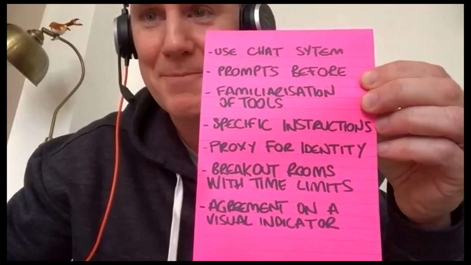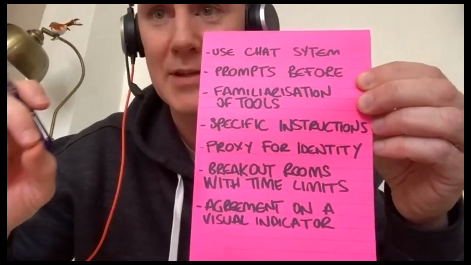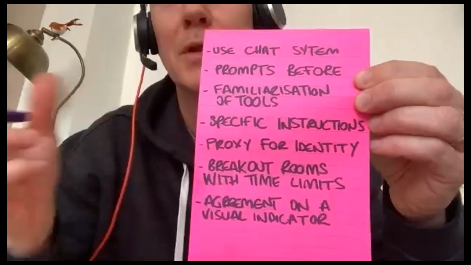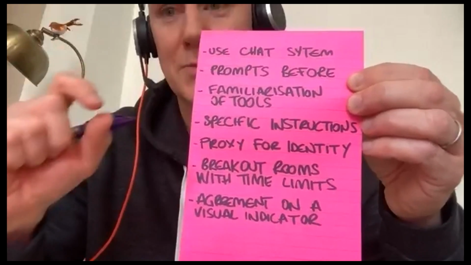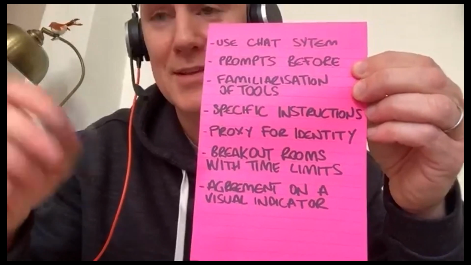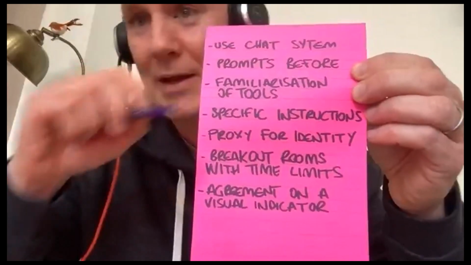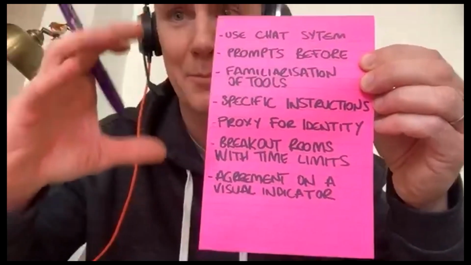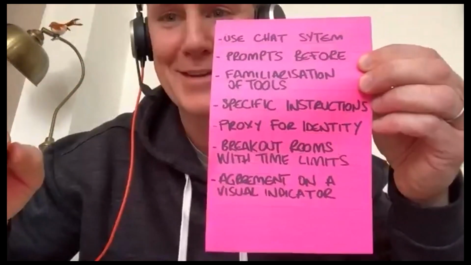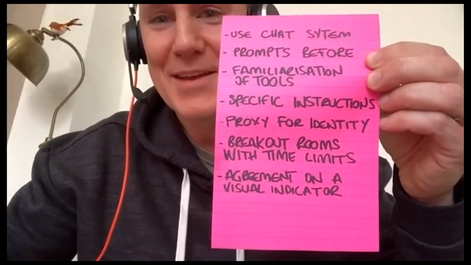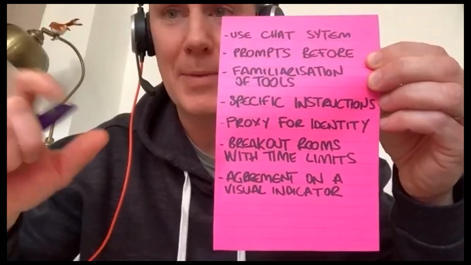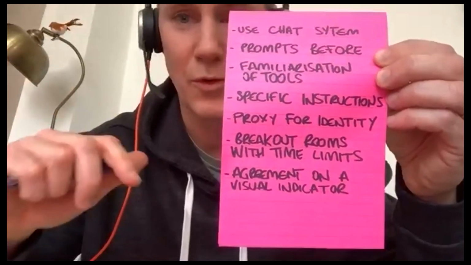Specific instructions, so being very clear on what the invitation is for any of the particular activities, and even in the breakout rooms, if certain people are dominating or taking more time, just being very clear about what it is that you're after. Proxy for identity ties in with what Sunny was just saying about the background. We had a guy with a massive life-size Lego head that he sometimes uses to hide his face. Breakout rooms with a time limit is particularly useful, so people again are clear on the boundaries of how long they can talk for or not.